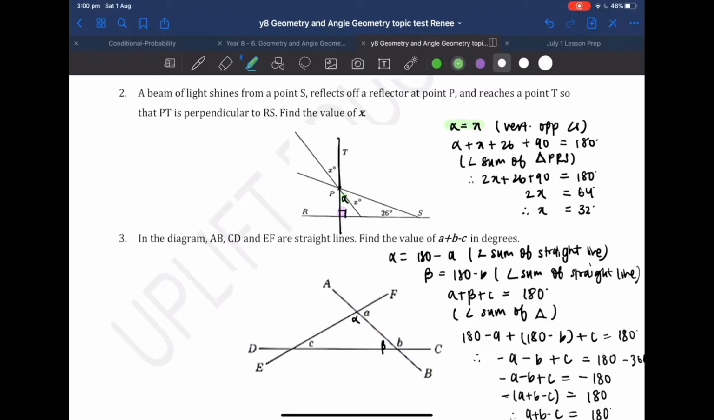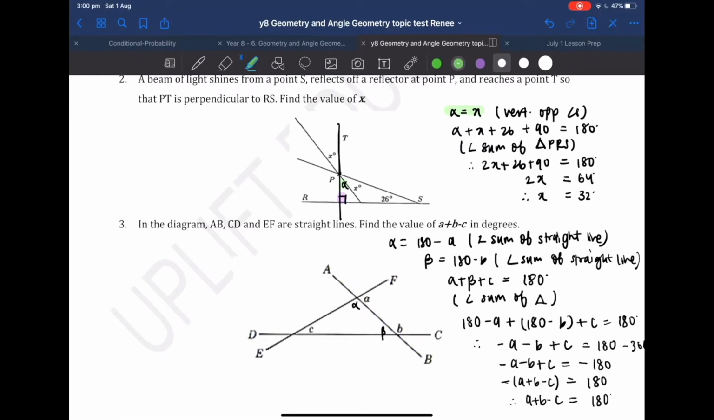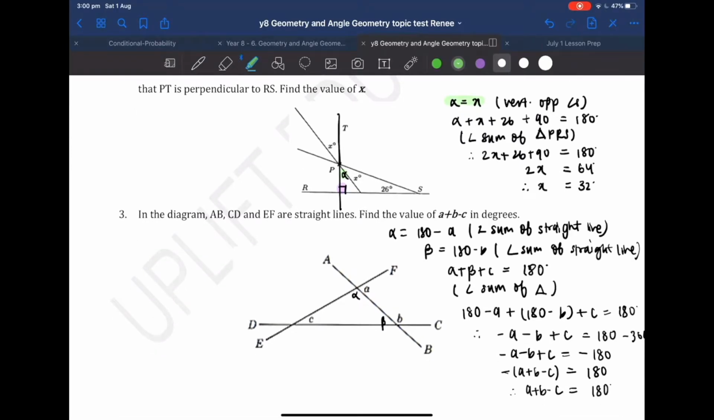If we only have one unknown pronumeral, then we only need one equation to solve for that unknown, yeah? So because we know alpha equals x, we can say that alpha plus x plus 26 plus 90 equals 180 degrees because of angle sum of triangle PRS. So you guys see that the triangle that I'm working in is this triangle here.